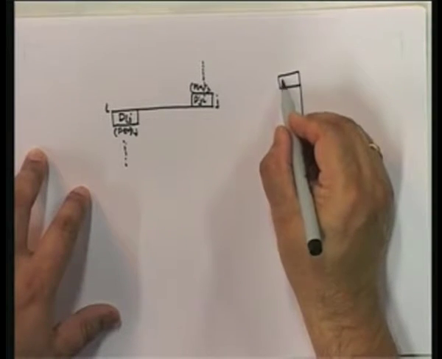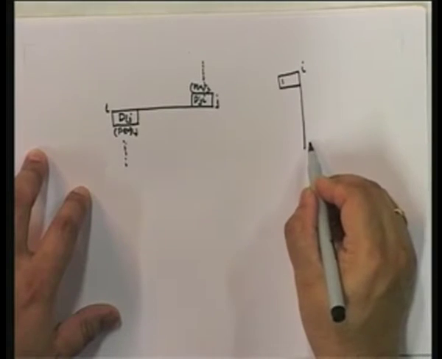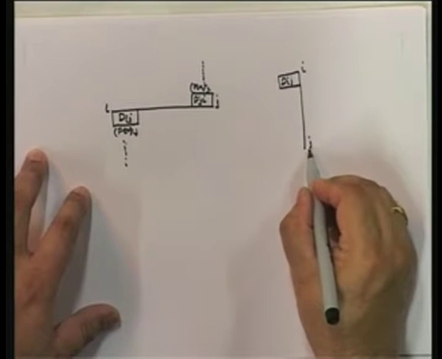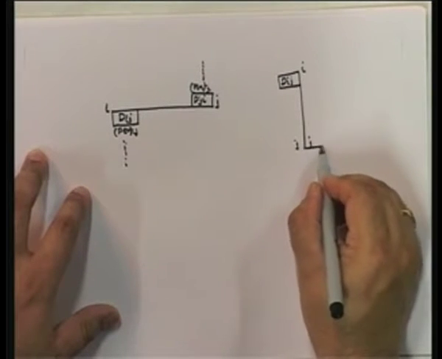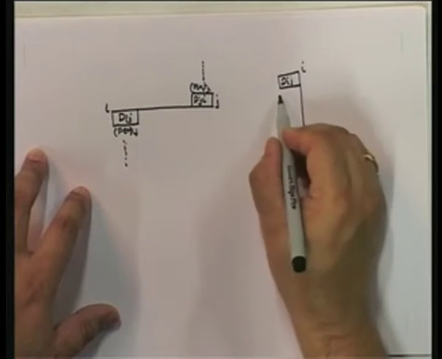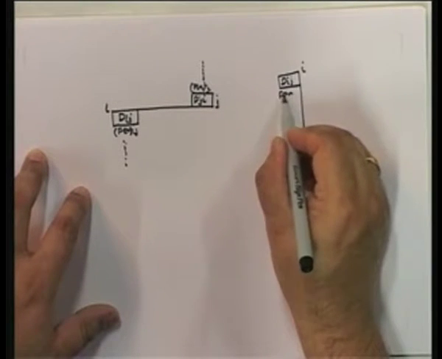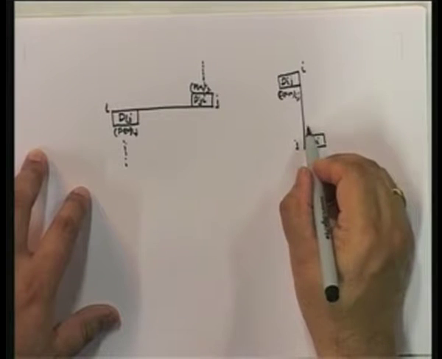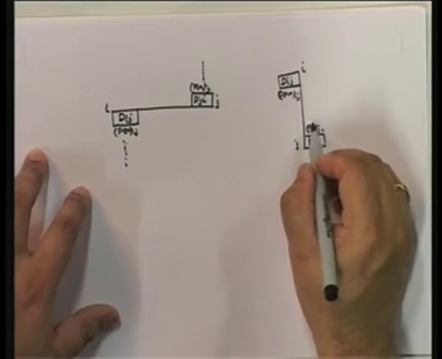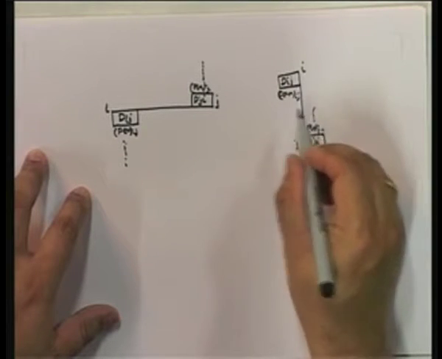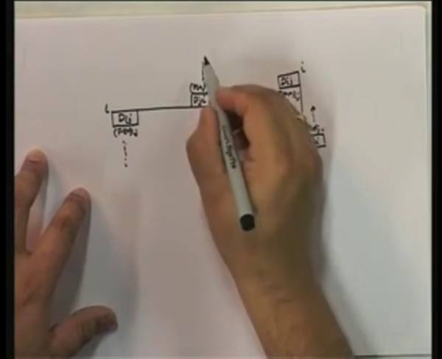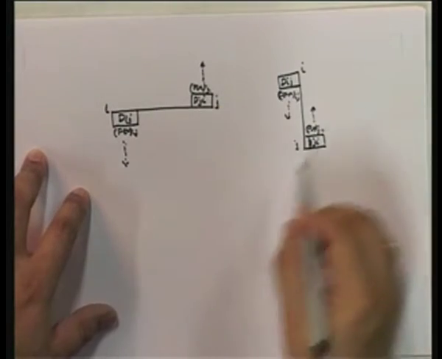If you have a vertical member, a column, the way you do it is this way. Let's say this is I and this is J. Then you have DIJ here, DJI here, fixed end moment IJ and fixed end moment JI, and you proceed upwards in this direction and here you proceed downwards in this direction. Okay? So this is the way.